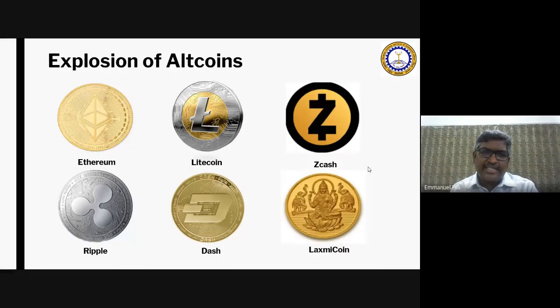One of the popular ones is Ethereum. You have Ripple, which has also come. These two are very popular coins. Of course, Litecoin has come, Dash has come, Zcash has come, and then obviously our own Lakshmi coin, which in fact was released at a function in Jaipur itself. Jaipur was the hub where this Lakshmi coin was created. So these are different coins.